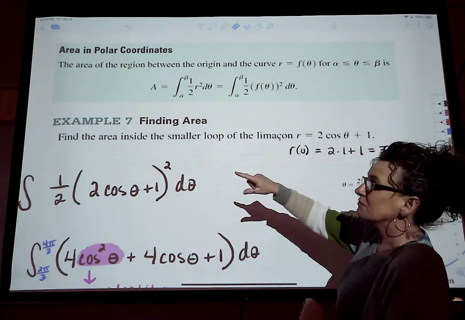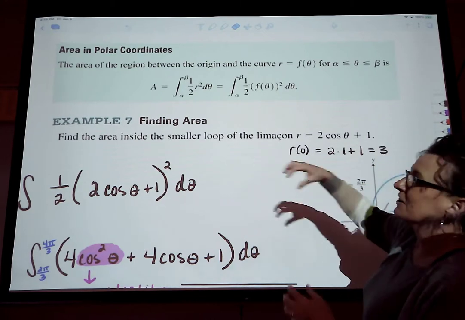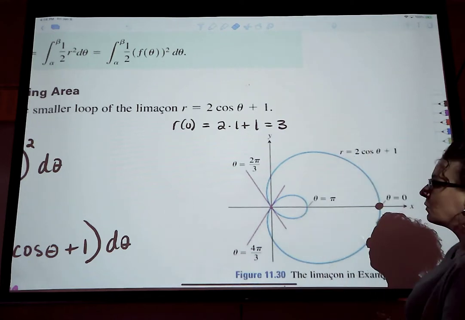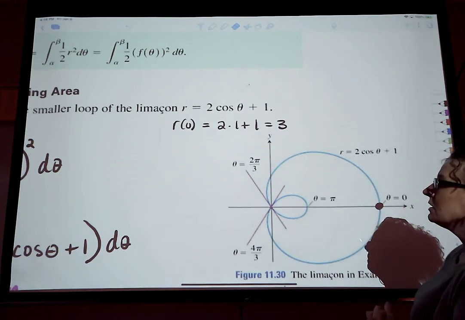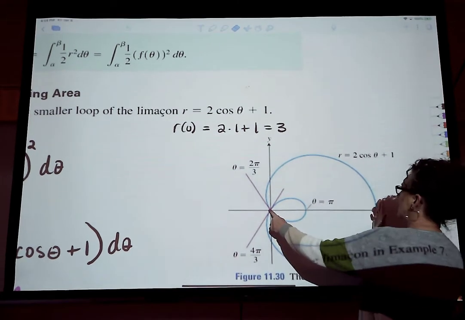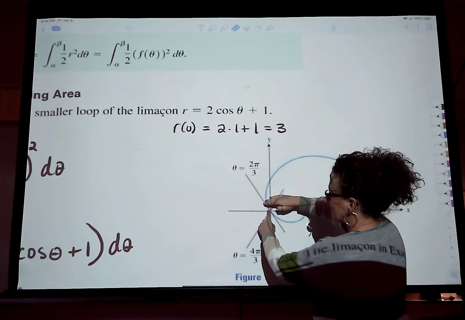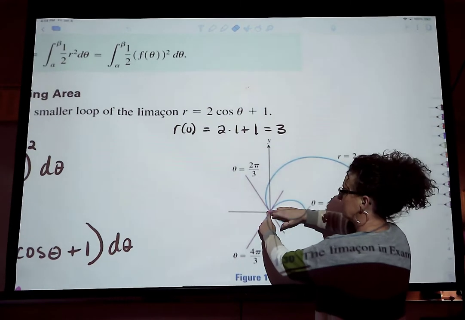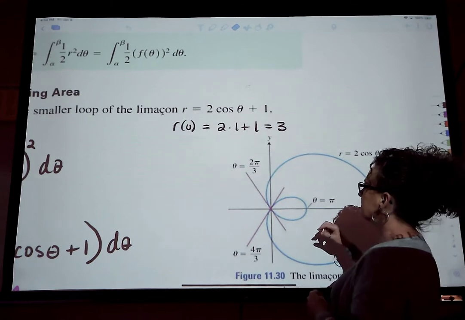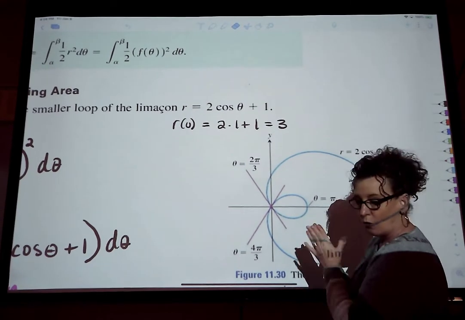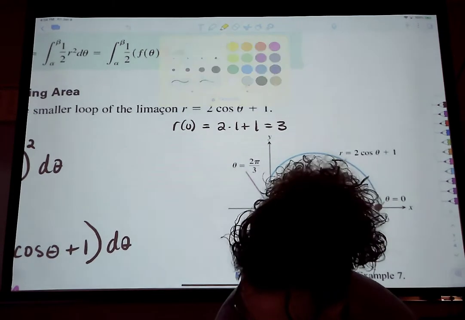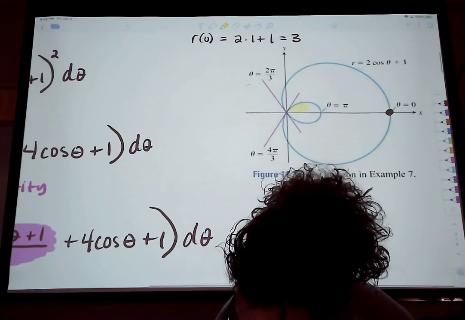So it says just find the area for number 7. Just find the area inside the smaller loop of this limaçon. So if you graph it on your graphing calculator, you'll see that it starts here and it goes this way. Comes back to here, makes the inner loop, and then makes the bottom half of the big loop. So all we want is this area in here.